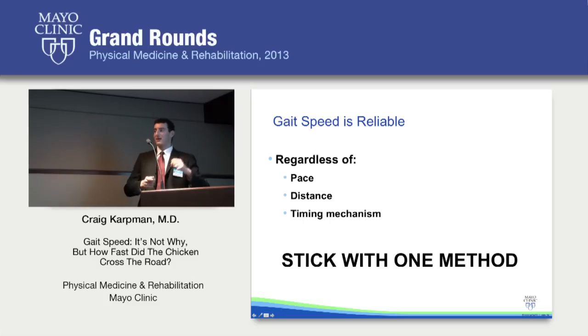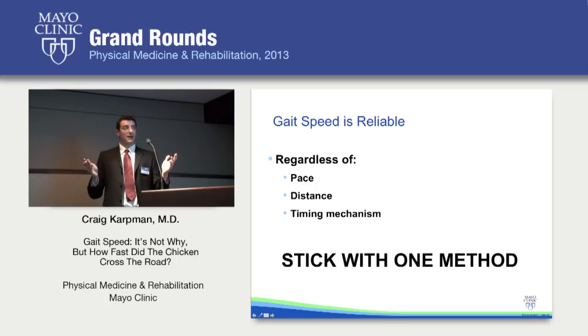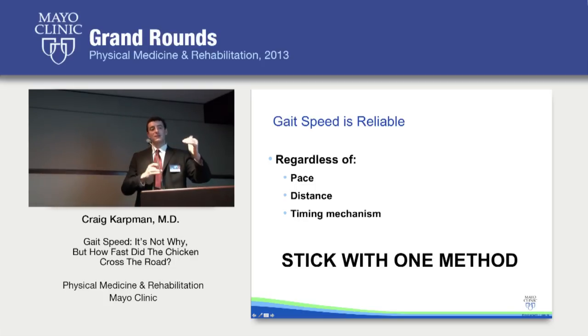You can't really vary, okay, this time I'm going to use automated timers, this time I'm going to use stopwatch, I'm going to use 10 meters, I'm going to use 4 meters. You're going to get variability, and as you follow this measurement out over time, that's going to affect that result. But if you stick with the same method, it was reliable.